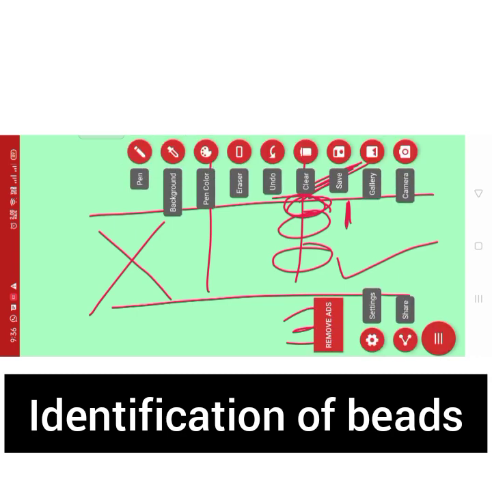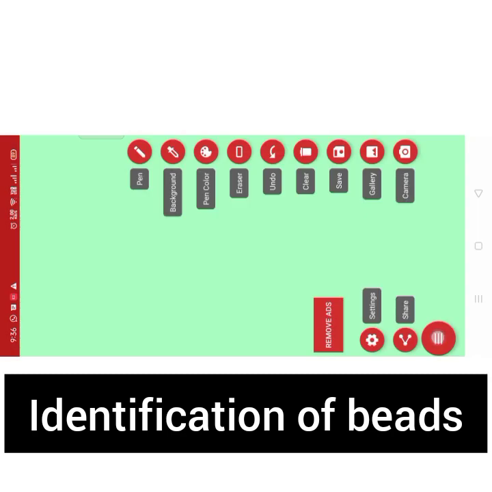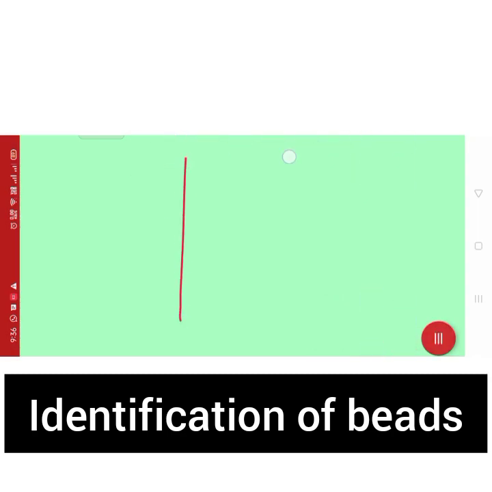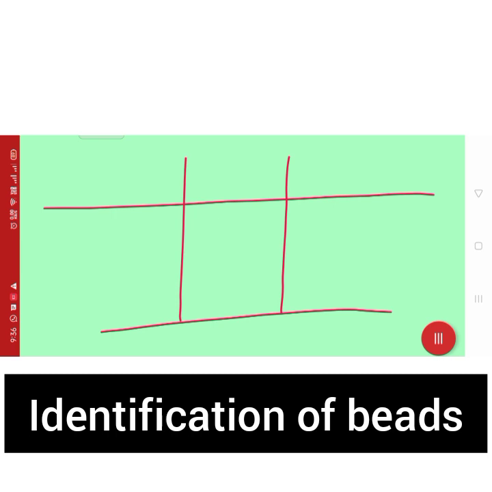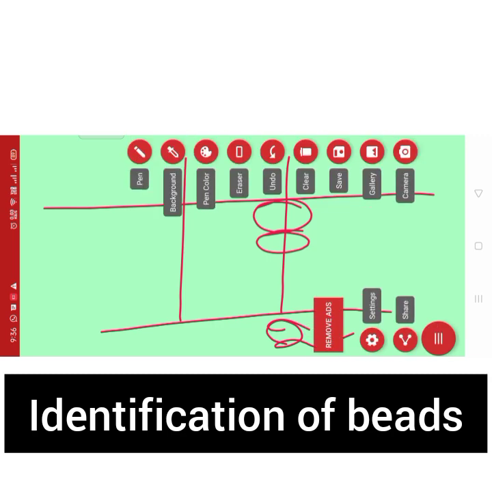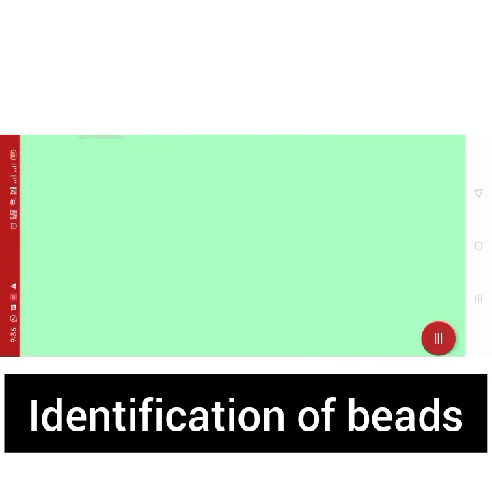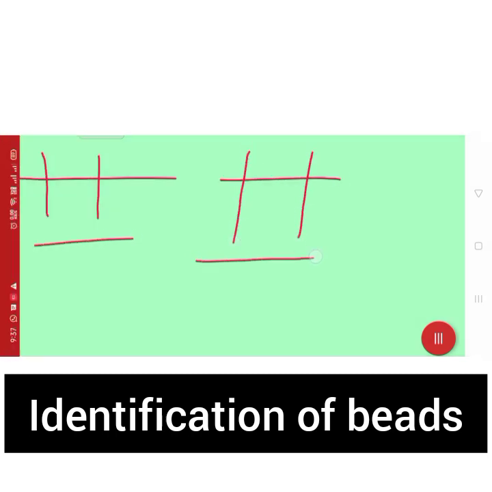Clear? Class 1 clear? So this is the way the book is giving you to identify the beads. So if this is given, you will write 2. Next. Now we will do it here. Let's see. Tell me the answers quickly. So we will identify quickly the answers.